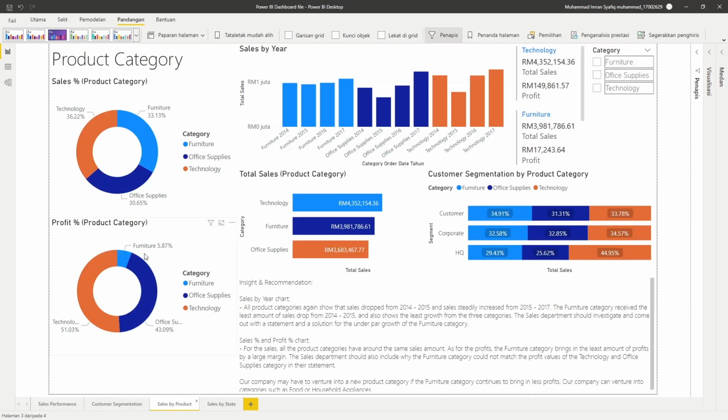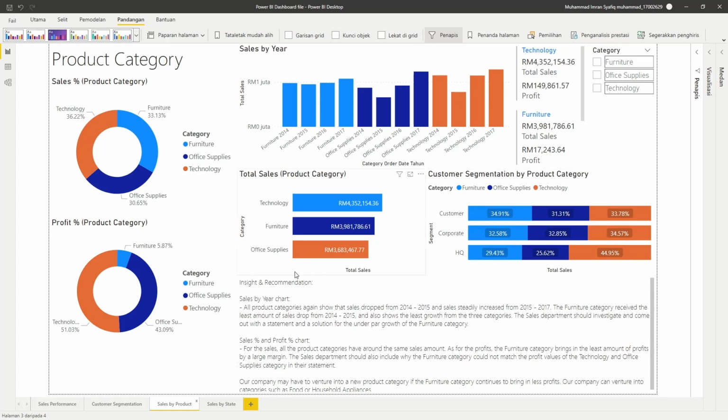which is the sales by product category. This dashboard shows the sales of each of the product categories our company makes its sales and the customer segments with what product categories they make their purchases in. Looking at the customer segmentation by product category chart, we can see that the HQ segment leans towards more purchases from the technology category. Therefore, we can prioritize selling technology category products to the HQ segment and hopefully increase sales from the HQ segment.